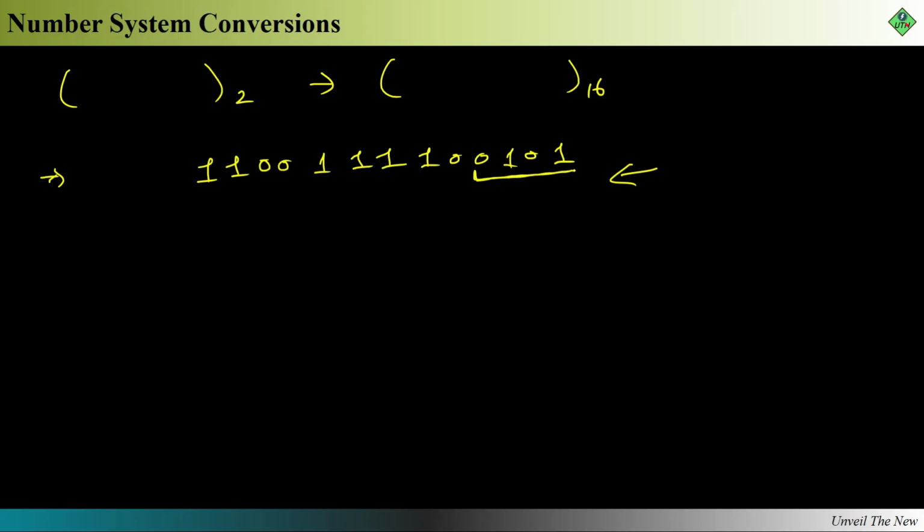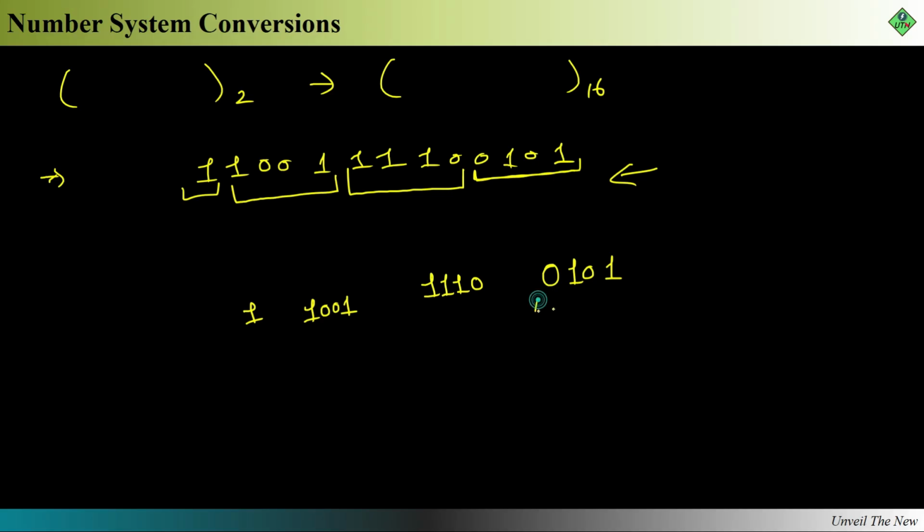So this will become our first group, that is nothing but 0101. The next group is this, that is 1110, and the next group is this, that is 1001, and at the last we are having 1. So I will write 1 over here by itself. Okay, now after making all these groups we need to write down its decimal equivalent.